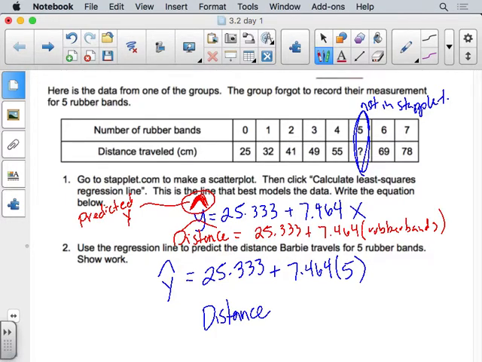So you could either write it as distance with the hat, or you could say this is our predicted distance equals 62.653 centimeters. Got a question, Rachel?